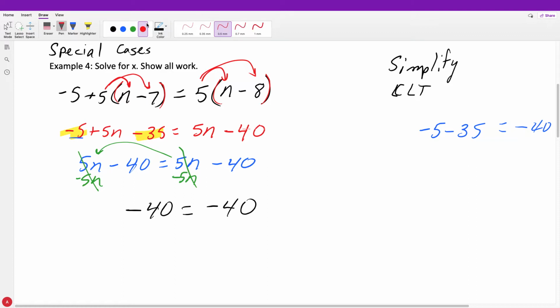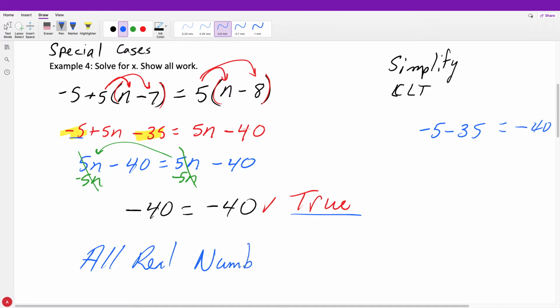Same thing. Once our variables disappear, we're saying, okay, this is a special case. Now I need to look and see, what about the statement? Is it true or is it false? Well, negative 40 does equal negative 40. That is a true statement. So what this is telling us is when it's a true statement, that means that all real numbers work. So you can write all real numbers, or if you wanted to write infinitely many, I would accept that as well.